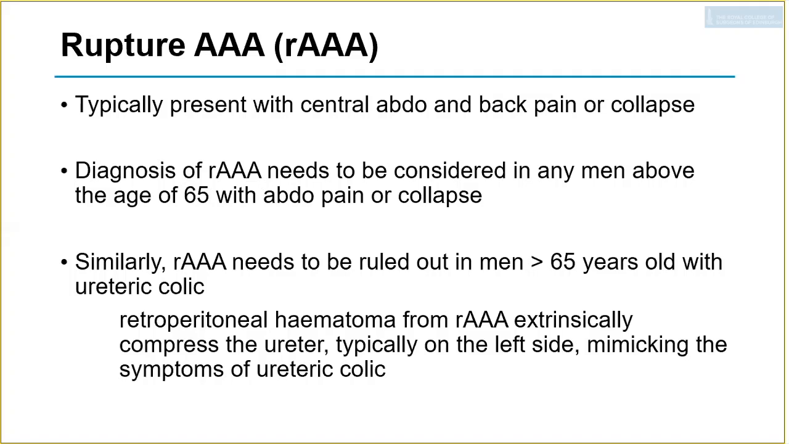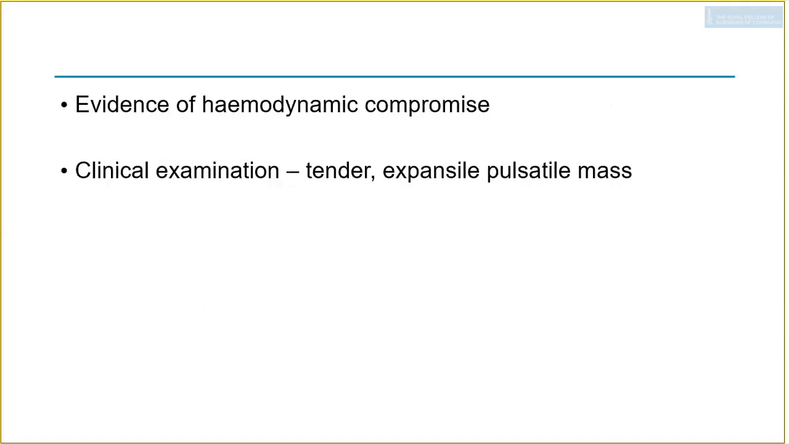So typically with these patients, they get a retroperitoneal hematoma, and the hematoma will extrinsically compress the ureter, typically on the left side as the aorta is more to the left and the IVC to the right. The ureter will then undergo increased peristalsis to overcome the extrinsic compression, and that will present as the pain that patients often get. And often the ruptured AAA patients will have evidence of hemodynamic compromise, and on clinical examination, there will be tenderness overlying the pulsatile expansile mass.